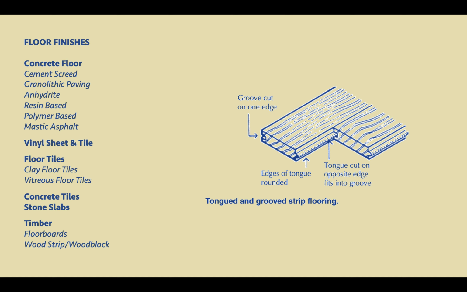In addition to applied finishes, there's also flexible finishes such as sheets and tiles and vinyl sheets that can be laid directly on the floors, or floor tiles which can be made out of clay or vitreous materials. There's also a range of concrete floor tiles and stone slabs that can be used as floor covering.